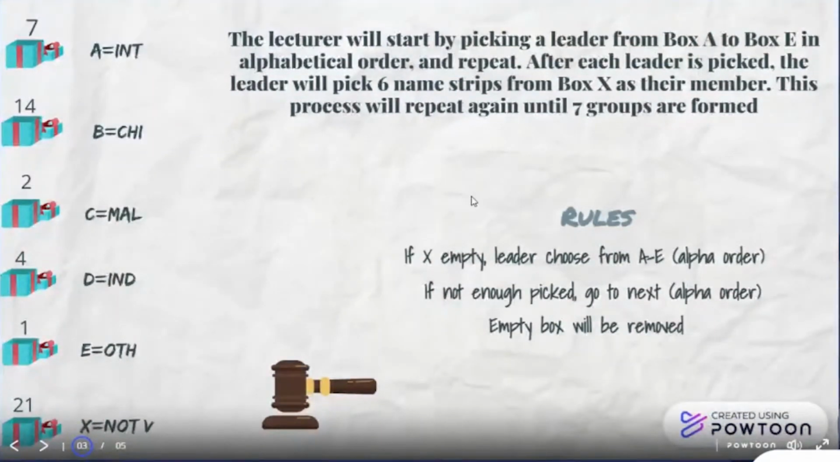So we also set the rules for this question. If box X is empty, the leader must choose from box A to E in alphabetical order. If there is one box not enough to pick from, the leader must go to the next box, which is also in alphabetical order, and once a box is empty, the box will be removed.